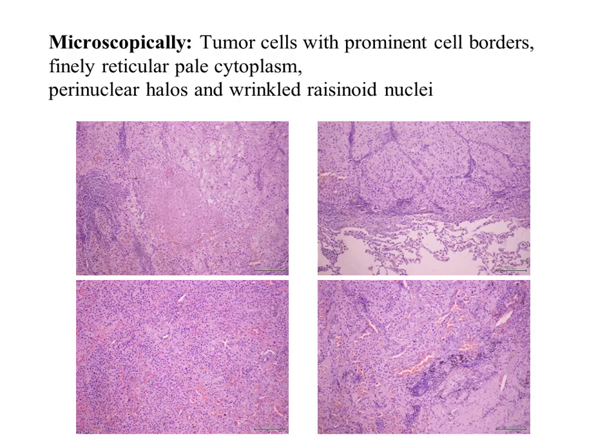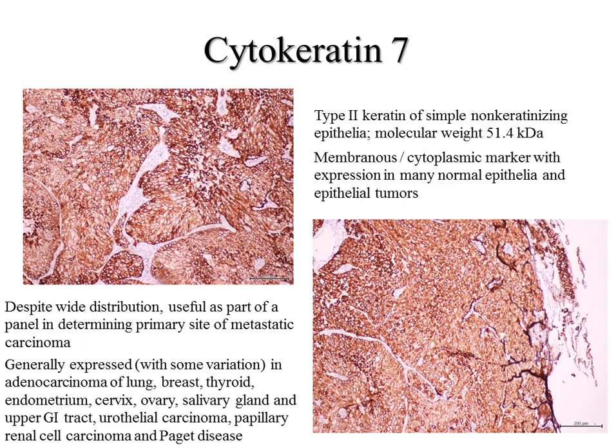What is it? Is it a secondary tumor, which is metastasis from the kidney, or maybe a primary tumor of the lung? We must know it. How will we do that? With the help of immunohistochemistry. First of all, cytokeratin 7. It gives a membranous or cytoplasmic reaction with expression in many normal epithelia and epithelial tumors. Despite wide distribution, it is useful as part of the panel in determining the primary site of metastatic carcinoma.